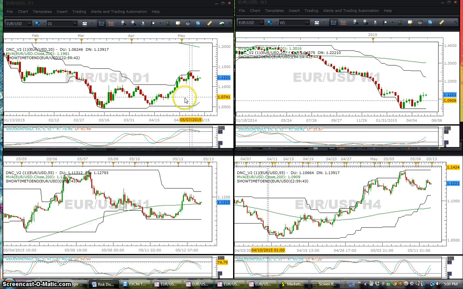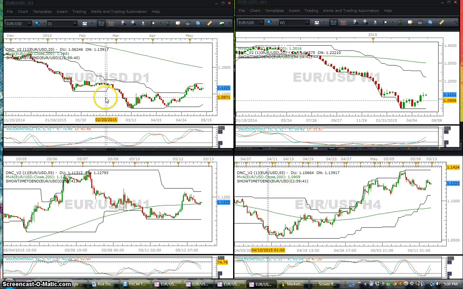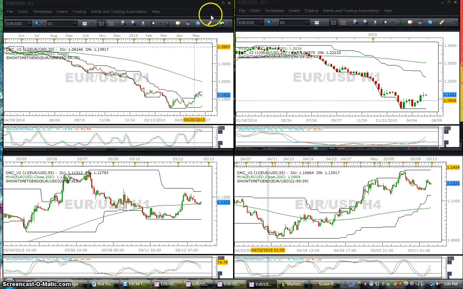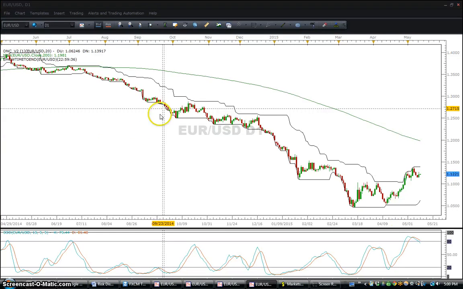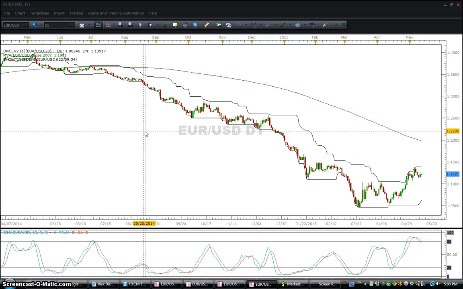Now on the daily chart, however, we can see that price has been moving down for quite some time. Let me enlarge that chart. Has been moving down for quite some time.